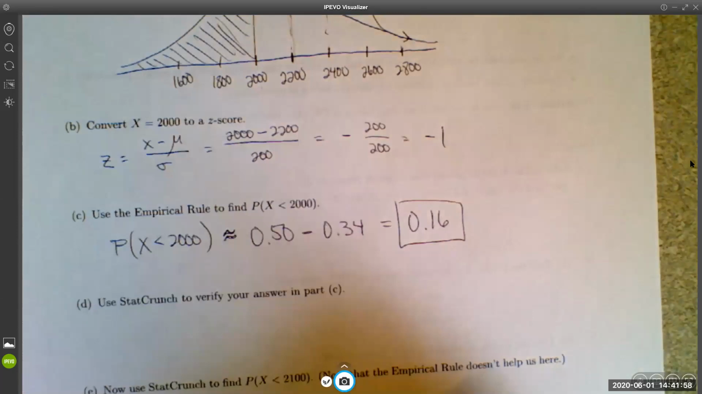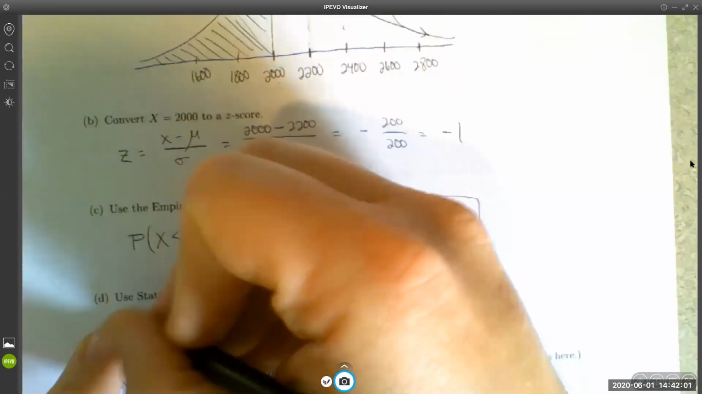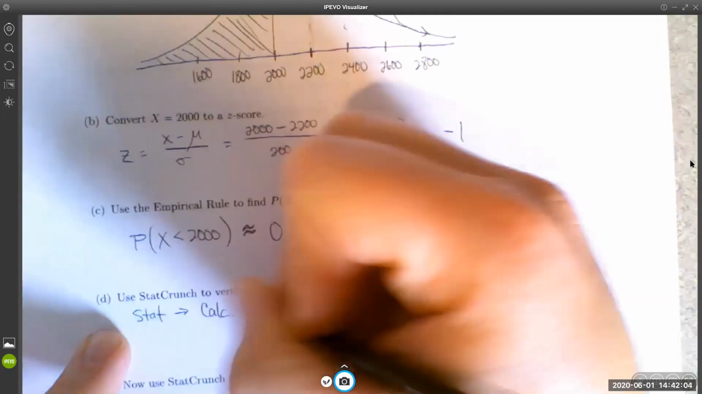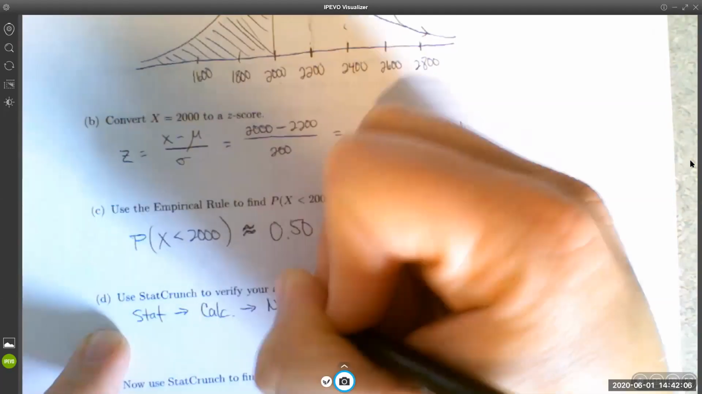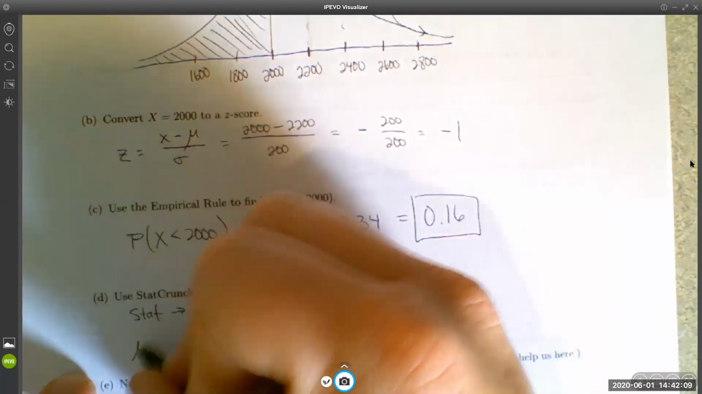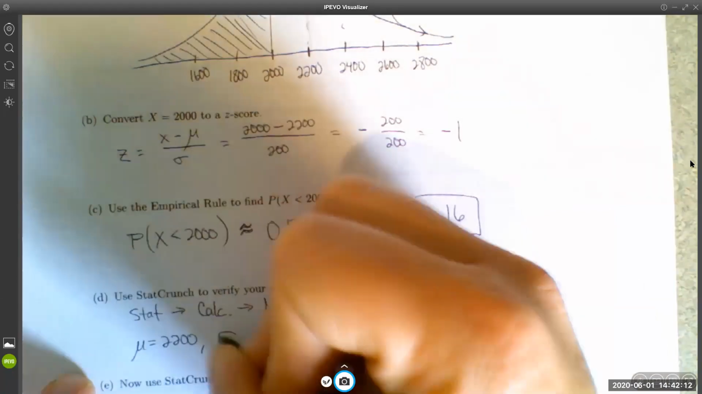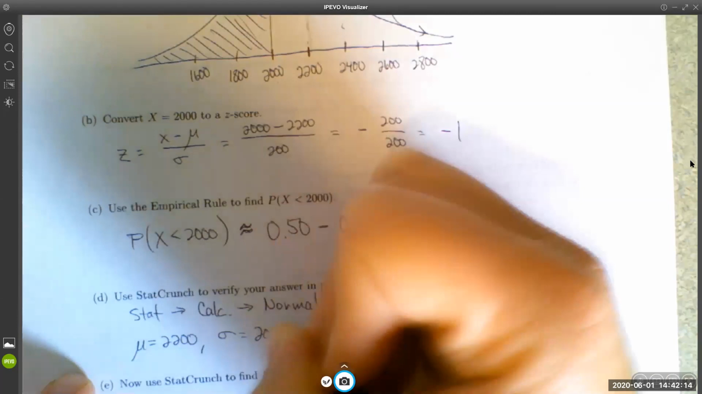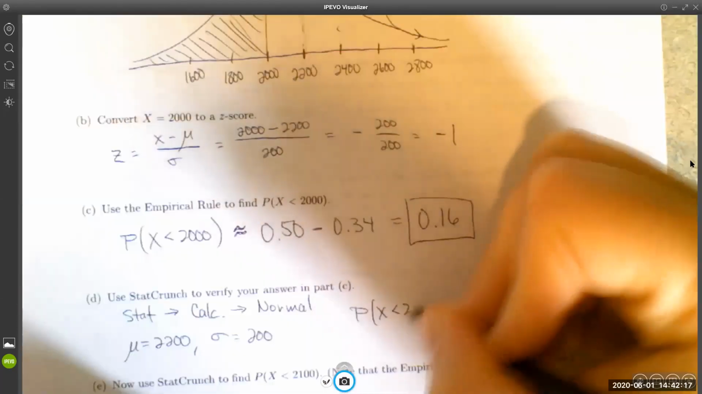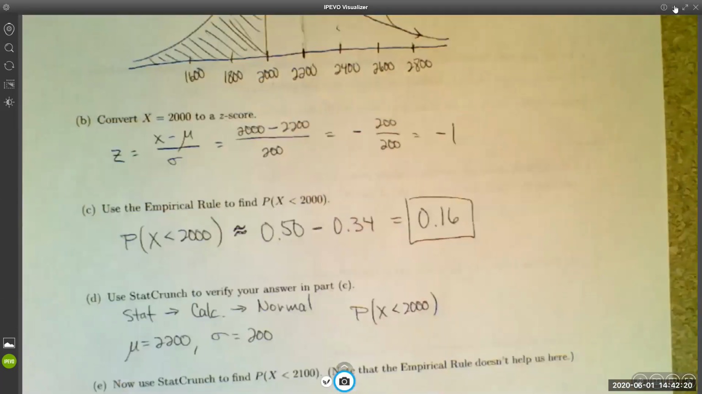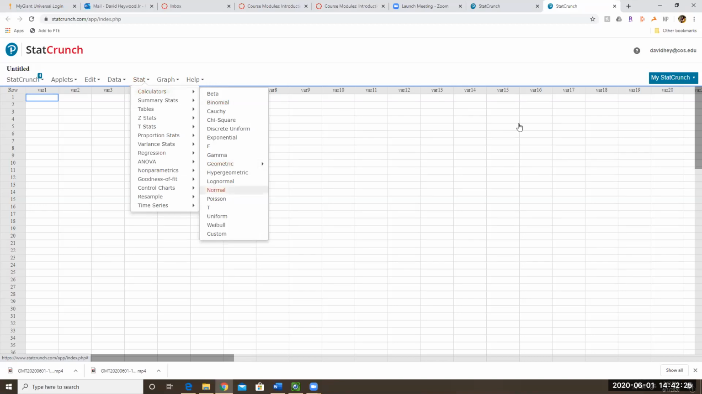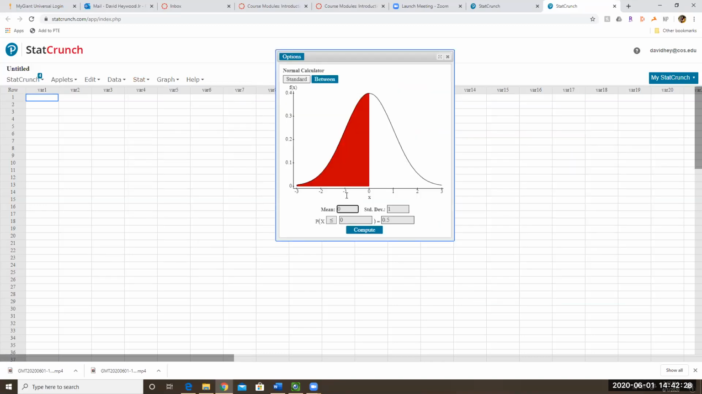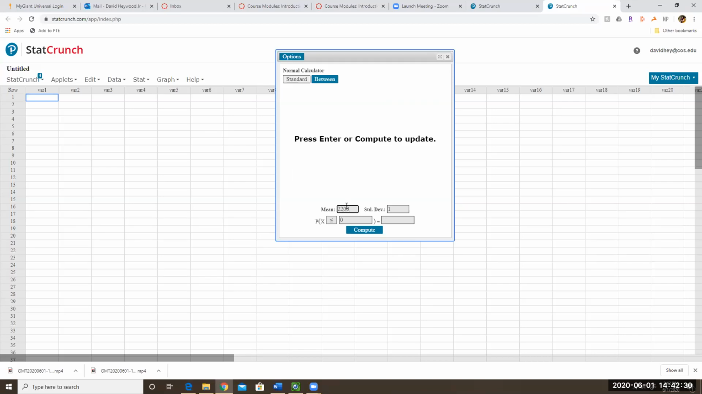So let's do that. We're going to go to stat, calculators, normal. When we get there, we're going to put in mu equals 2,200 and sigma equals 200. And then we're going to look for the probability that x is less than 2,000. Let's see what we get. So stat, calculators, normal. Mean is 2200. Standard deviation is 200. And we want the probability x is less than 2000.